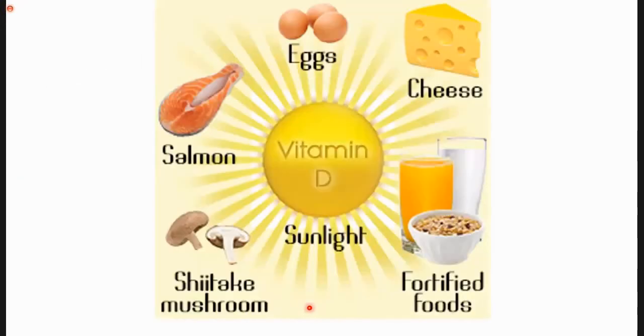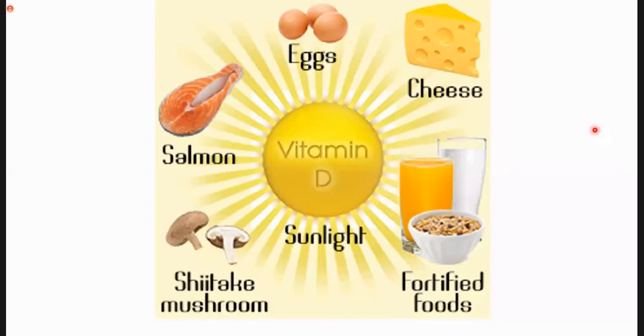These are some of the diets which are rich in vitamin D, which we have fish. For example, we have salmon fish, which is rich in vitamin D. Some fortified foods are there. Then mushrooms, which are rich in vitamin D. Cheese is rich in vitamin D, and eggs are rich in vitamin D.